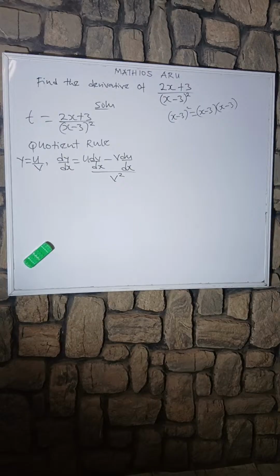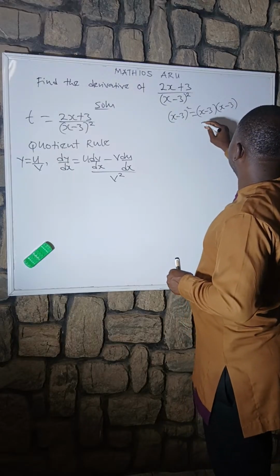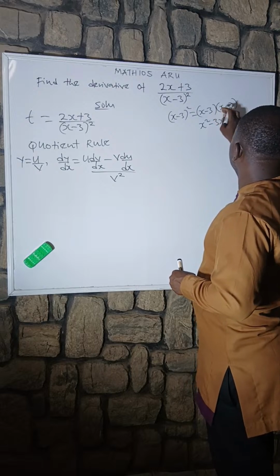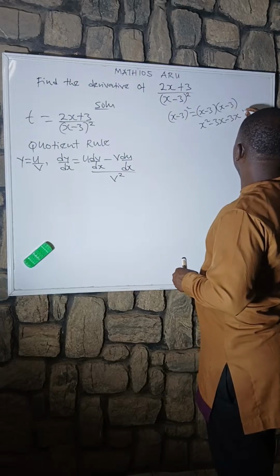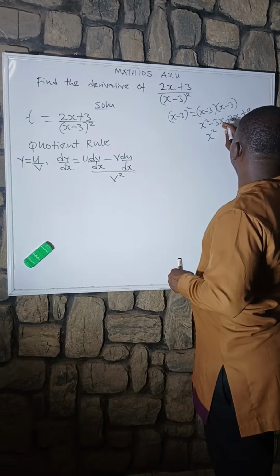You agree with me, right? Okay. So if you agree with me, use this to multiply: you are going to have x squared. Use this to multiply, minus 3x. Use this to multiply, minus 3x. Minus 3 times minus 3, we have plus 9. So it means this is x squared, this plus this.